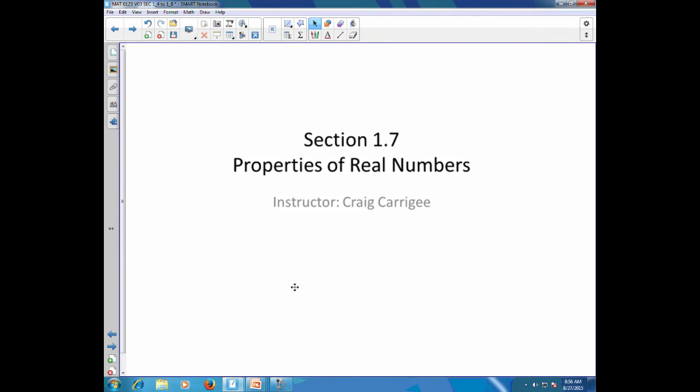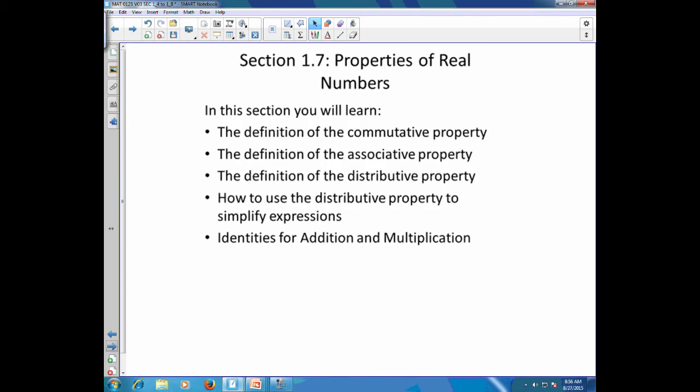All right, welcome back, everyone. Today we're going to talk about properties of real numbers. So in this section, you're going to learn the definition of the commutative property, the associative property, and the distributive property. How to use the distributive property to simplify expressions, and then we talked a little bit already about identities for addition and multiplication in previous sections.